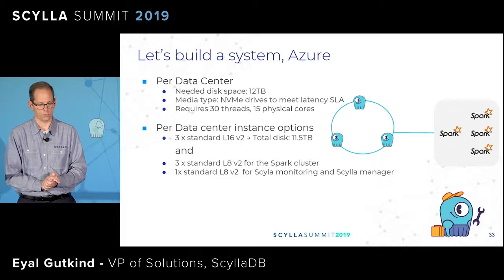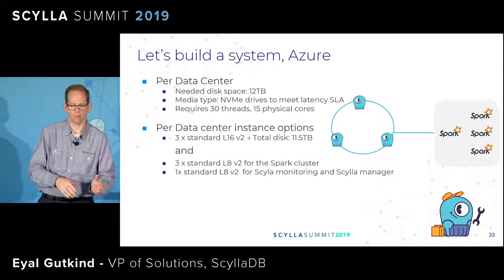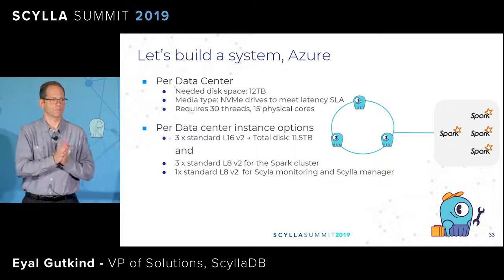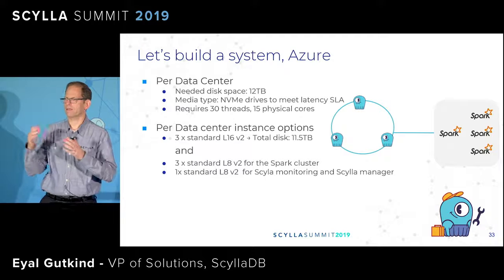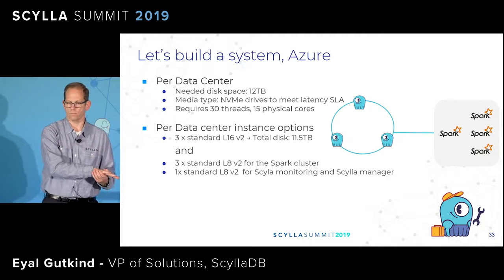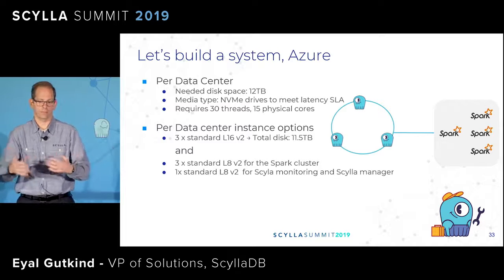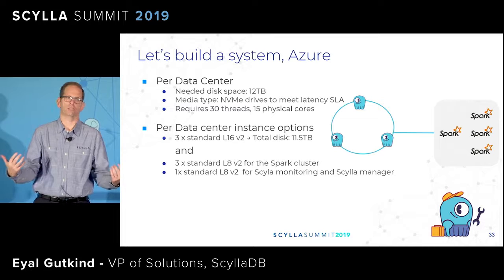So let's see how Azure looks. Azure has a system that looks the same. It's called the L16v2 platform. It has the same NVMe capabilities, same CPU capabilities as the AWS ones. So if you look at this implementation, it looks the same as AWS, just the names are changed.